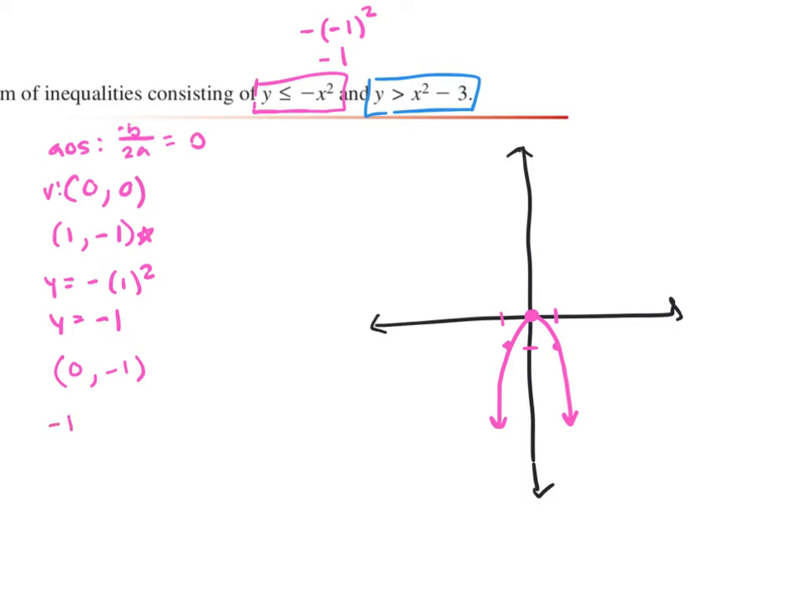So negative 1 is less than or equal to negative 0 squared. So this is negative 1 is less than or equal to 0. Is this true? Yes. Yes, negative 1 is less than 0. So do we shade on the inside or outside? Inside.